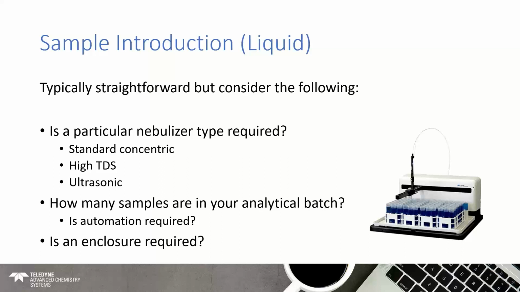Then, how many samples do you have in your batch? Is automation required? What's your laboratory environment like? Do you need an enclosure for this? Do you need to enclose your samples to make sure that they're protected from an outside environment? You might be working in, say, a catalysis lab, where there can be quite a high concentration of acid vapor in the immediate environment, so that has a knock-on effect on your samples and your automation. So is an enclosure required? Good question there.